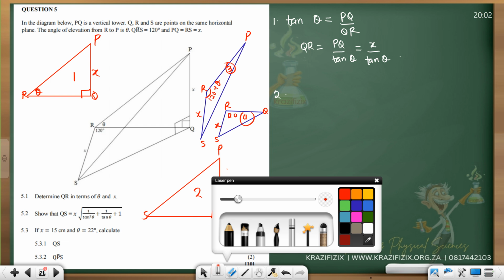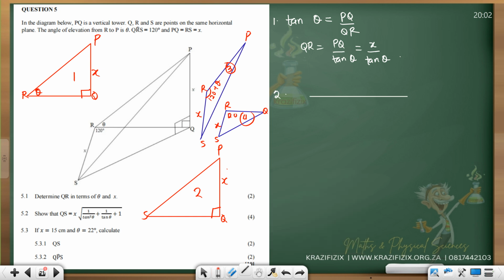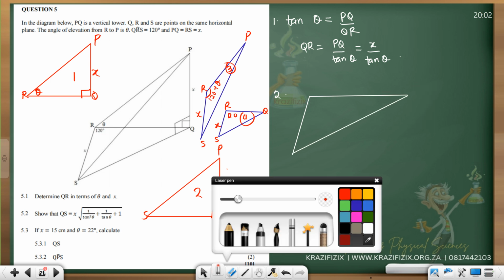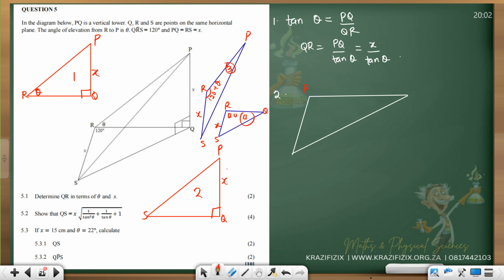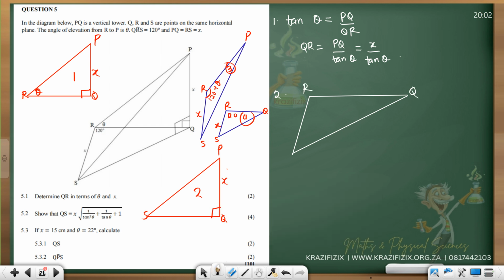Look at triangle 4. Let me draw triangle 4 out. I see something very beautiful. If you check triangle 4, we have something like this. I have R, I have Q, and I have S. 120 degrees. I have X. And I have QR. What is QR? X over tan theta. What are we looking for?